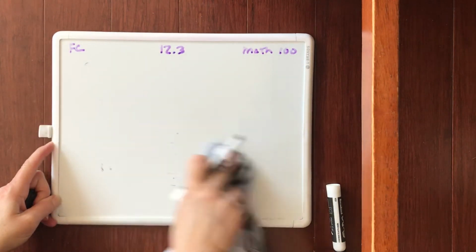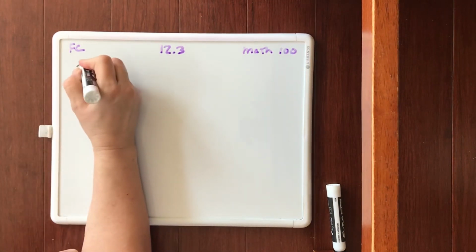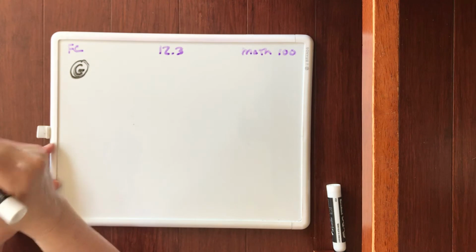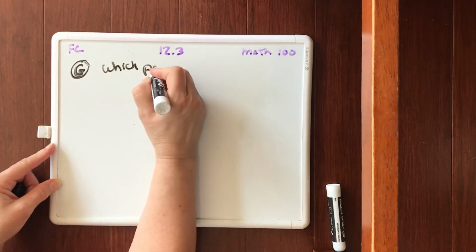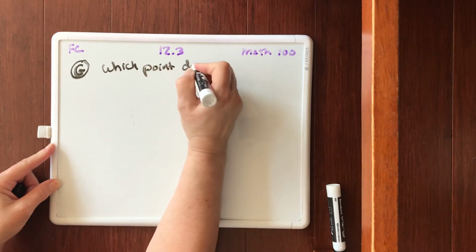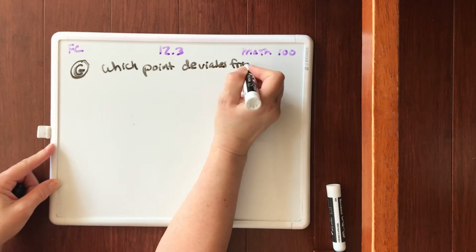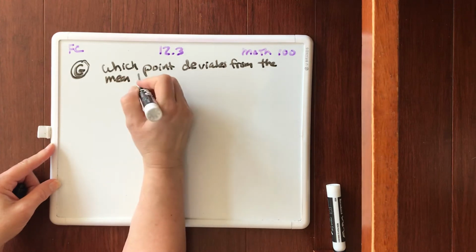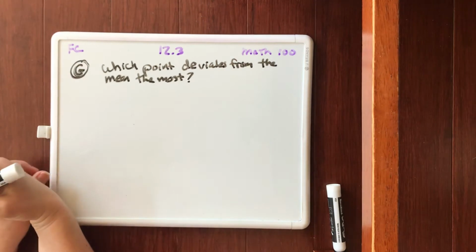Okay, so here's an example. Normally when you were in class, I'd have you do this in your group. So I'm going to put a G for in the group. And if you want to write the problem down and stop and try it out yourself, you can. Okay, so in this question, we're going to ask which point deviates from the mean the most? Which point deviates from the mean the most?